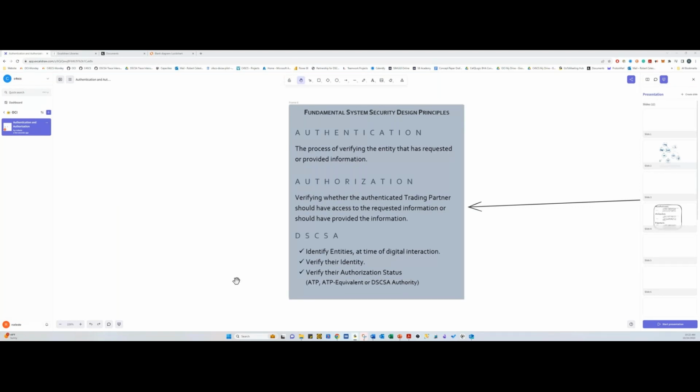And lastly, down at the bottom, and this is part of the PDG blueprint, we're providing means of identifying whether the entity asking for information or providing information is either an authorized trading partner equivalent. Again, think of something like a VA that is not required to have the same kind of records that the ATP has, or a DSCSA authority such as the FDA or state boards of pharmacy.